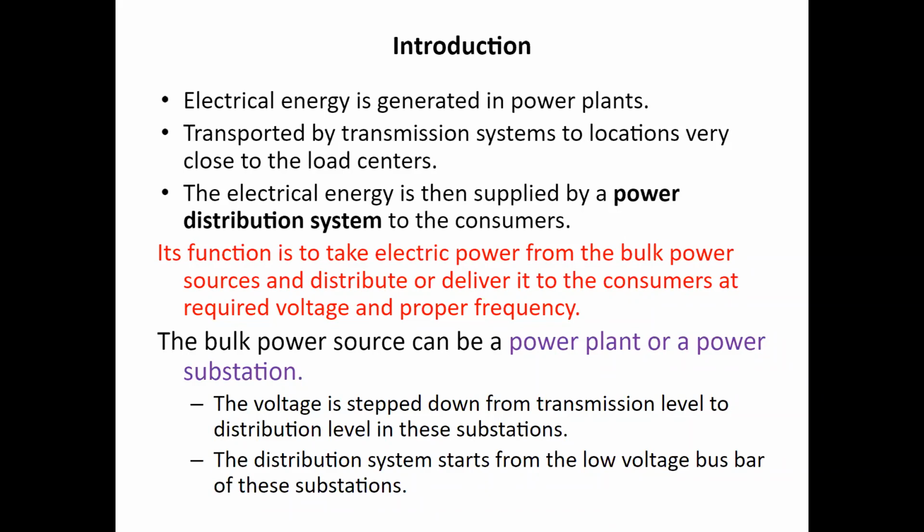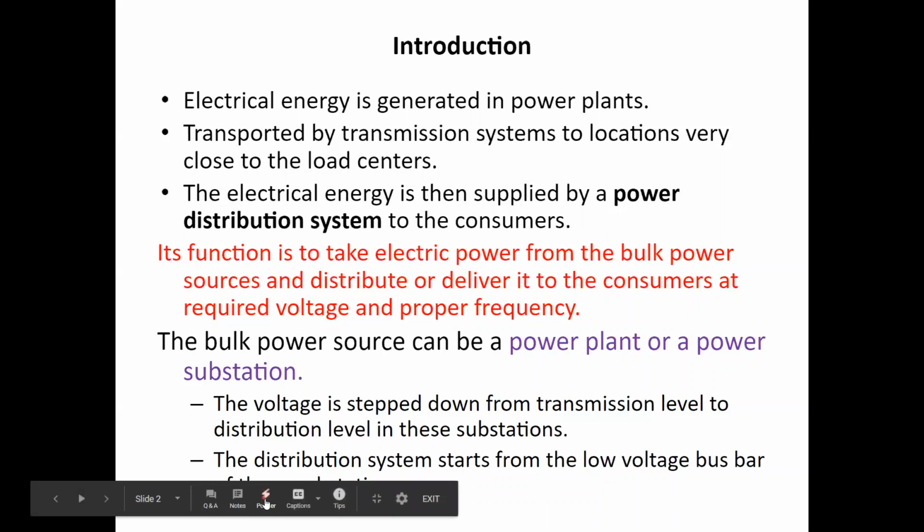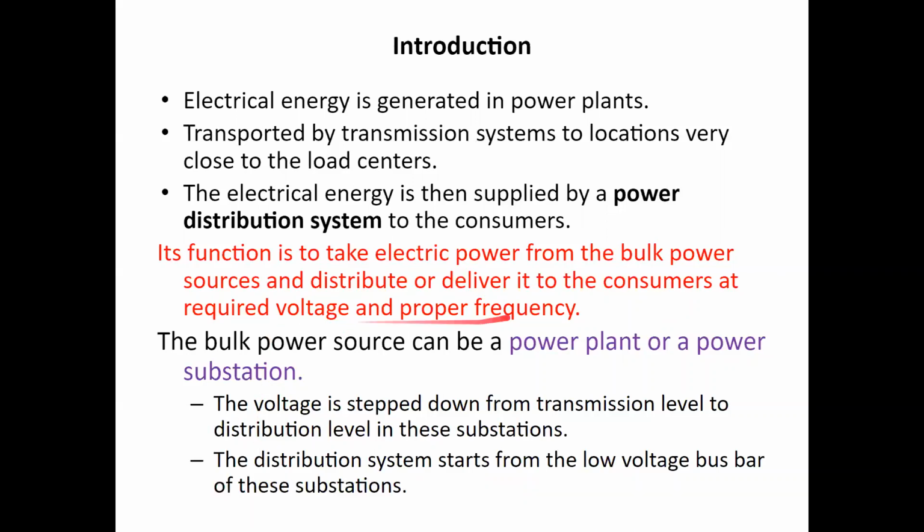The electrical energy is supplied to the consumers by the power distribution system. So from where does it get power? It takes power from the bulk source and delivers it to the consumer with some conditions: at the required voltage and proper frequency. There should not be any change in frequency. As you know, frequency must be 60, and the voltage is not constant. Different consumers are there. Depending on the size of the consumer, they may require different voltages. Not any voltage, there are standard voltages, as you know, but from those standard voltages, different consumers need different voltages. So the job of the distribution system is to take that power from the bulk source, that is a power plant or a power substation.